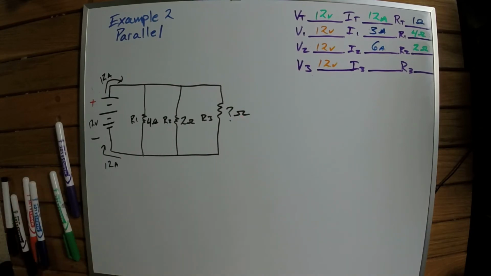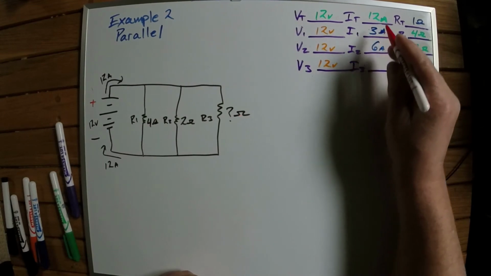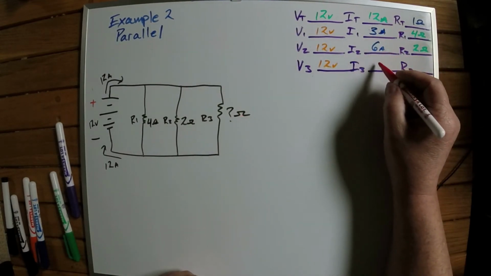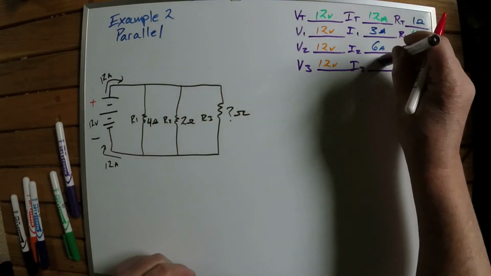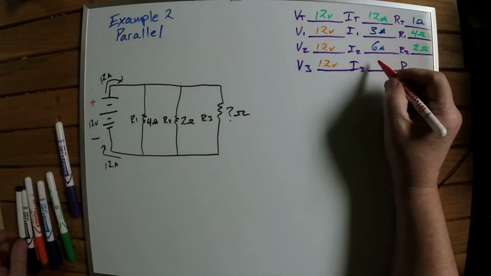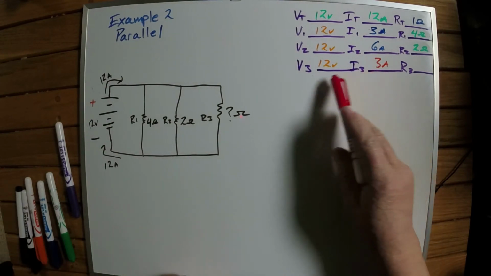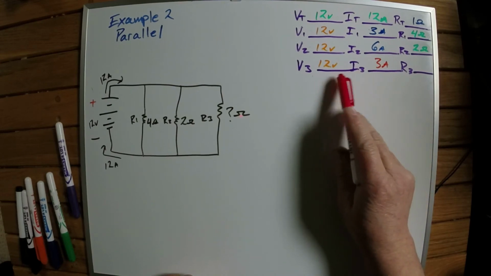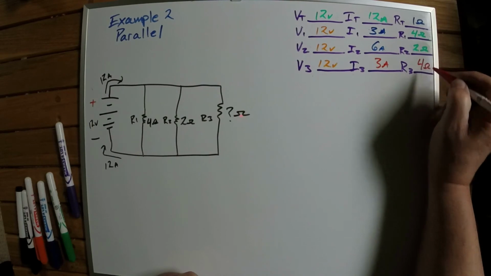I'll use a different color here. So 12 amps minus 9 amps is, whoops, I knew I was going to do that, 3 amps. So now let's double check ourselves and see if we did this right. The way to double check ourselves is we can do Ohm's Law here. So 12 divided by 3 is 4 ohms. Okay.